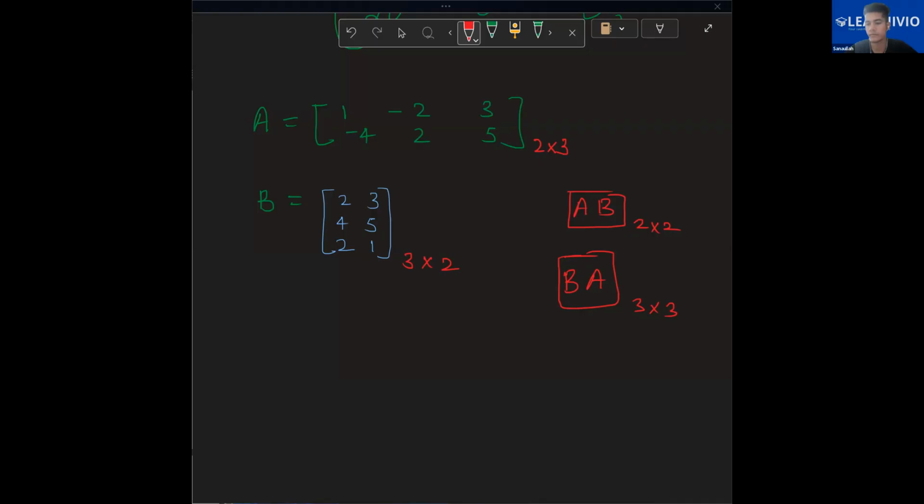Yeah, good. Great. So definitely at the last you can write clearly that AB is not equal to BA. Understood?